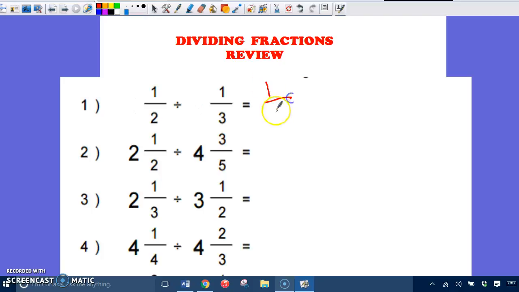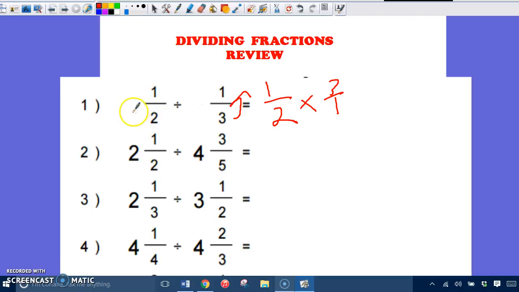First, keep the first fraction the same. Okay, change the division problem to a multiplication problem. Then we're going to multiply it by the reciprocal of the second problem. Basically what I'm saying is flip your problem. So if this is 1 over 3, you're going to multiply 3 over 1. Do you see that? Because again, fractions and division mean the same thing.